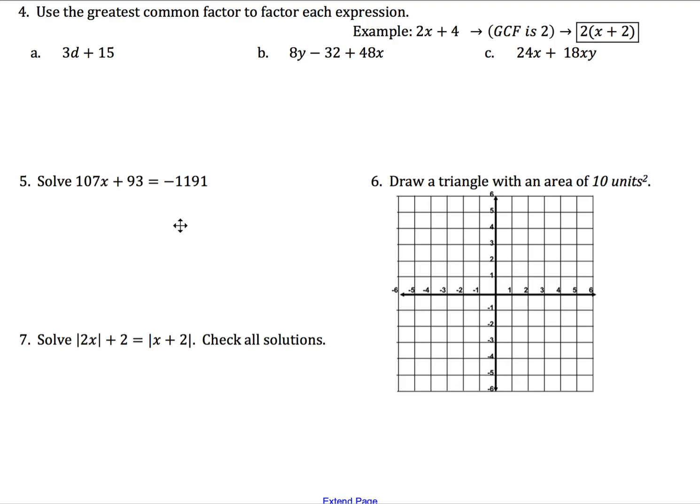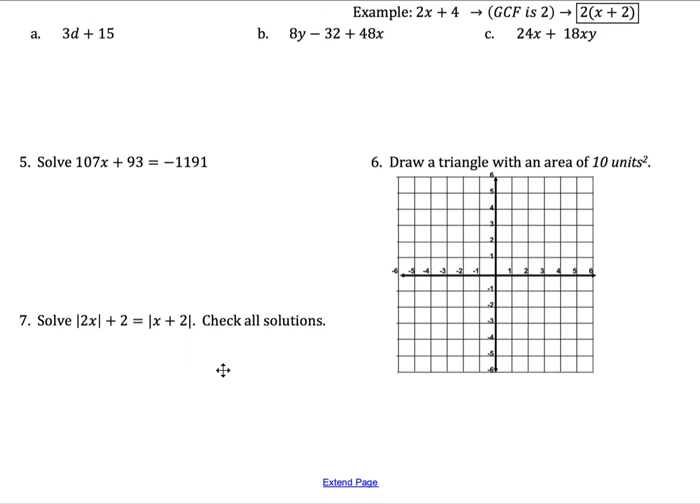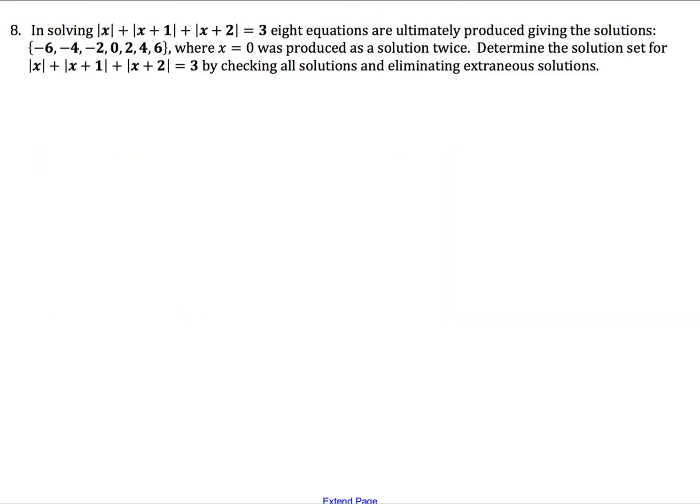Number 5 is a solving problem. Just get x by itself. Number 6 is draw a triangle with an area of 10 square units. Number 7 is like the last one we did on the video. The 2x plus 2, I did the same thing in the video here, except those were 3's. So if you get stuck on that, you might consider rewatching the video by logging into Canvas at home and looking at that. Of course, you can ask a question about it on Monday as well.